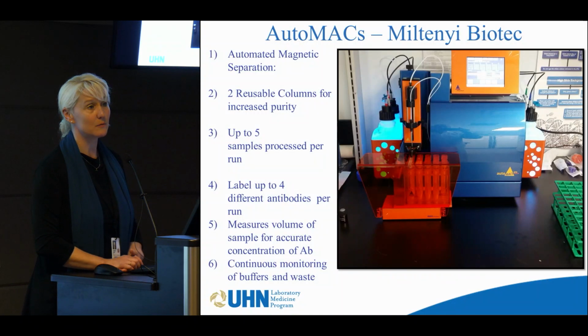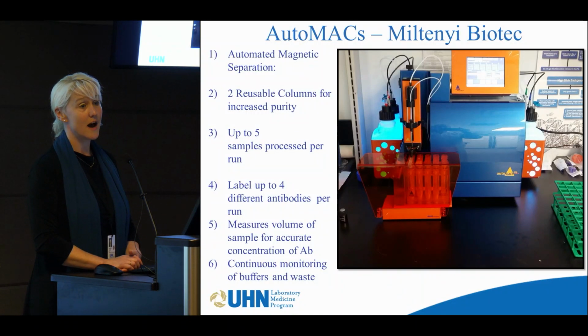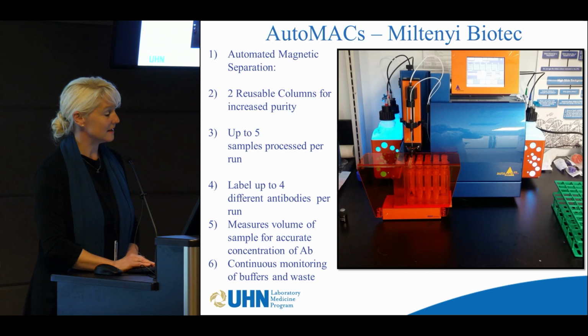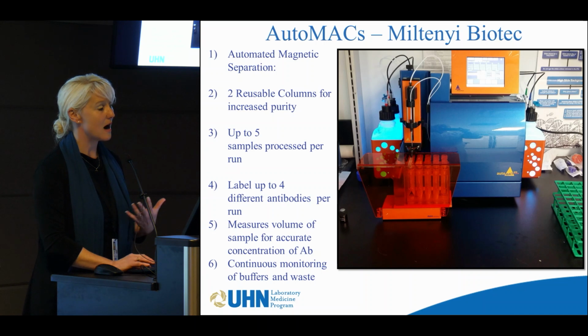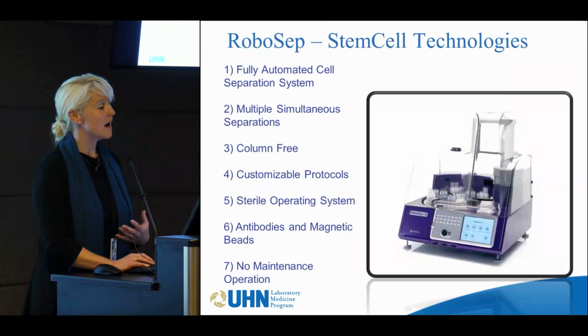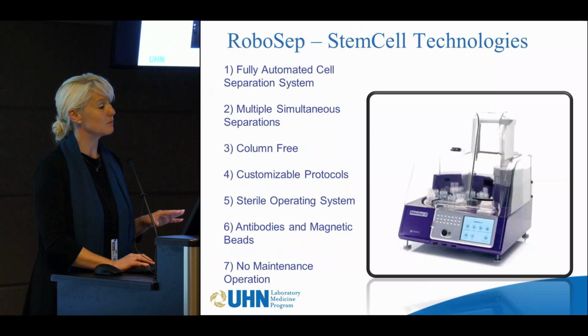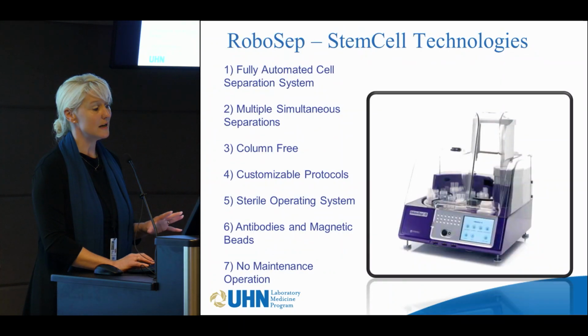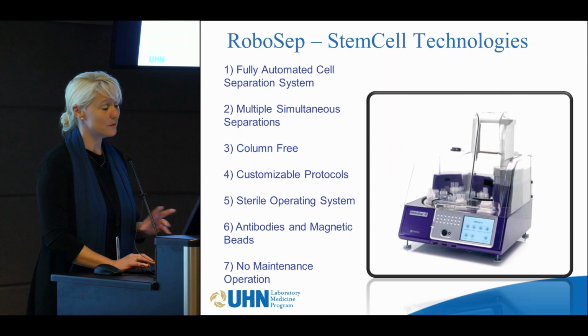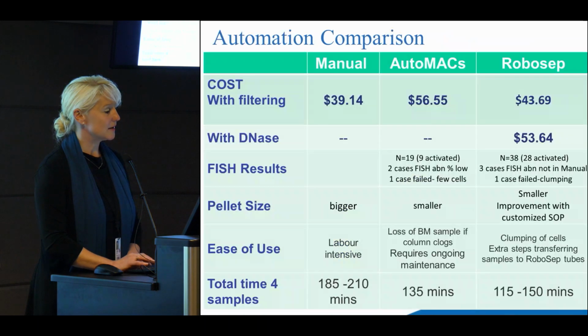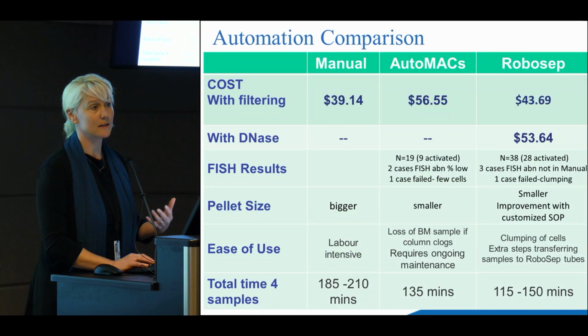And finally, we looked at automation of the magnetic cell sorting. There were 2 platforms we looked at. These companies are amazing. They worked very well with us. Miltenyi with their AutoMACS, as well as RoboSep technology. Miltenyi does use 2 columns, whereas RoboSep is column-free, which we like, because then there's a lower potential of losing your cells.